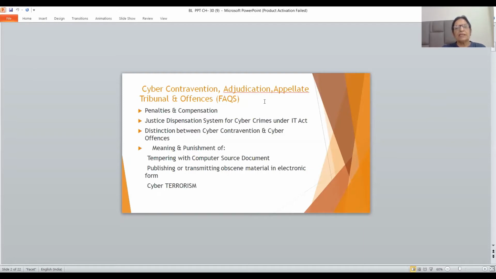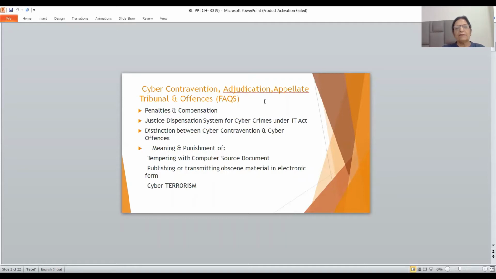Describe the various provisions pertaining to penalties and compensation provided under the Information Technology Act 2000. And then the second question relates to the justice dispensation system for cyber crimes under the IT Act. Write a short note on cyber contraventions and who is the adjudicating officer, and which are the various factors to be considered by the adjudicating officer while deciding the quantum of compensation.